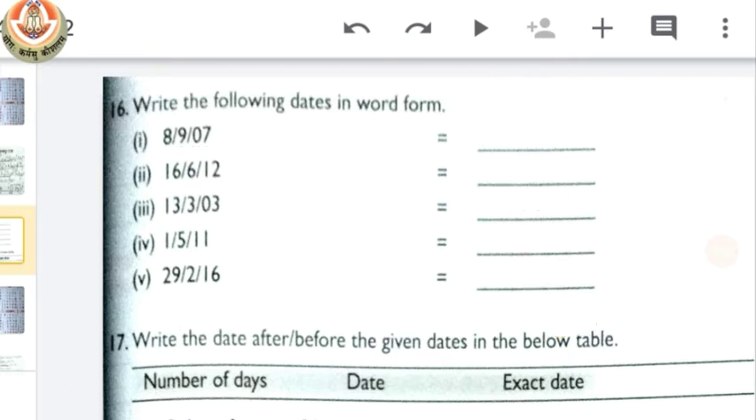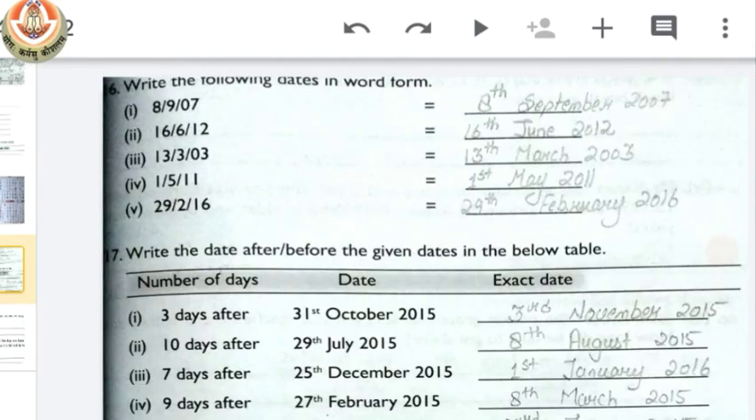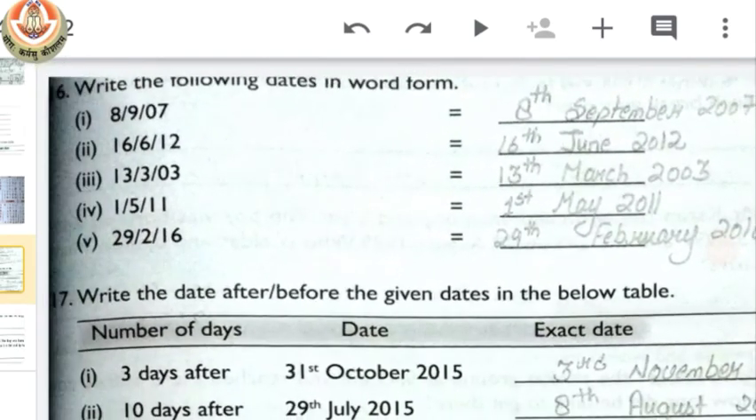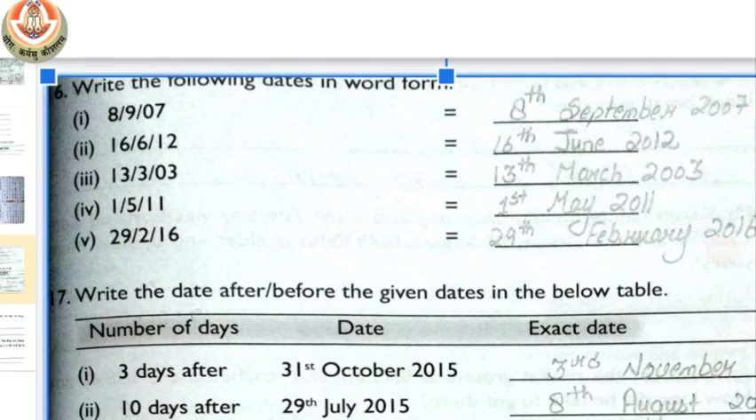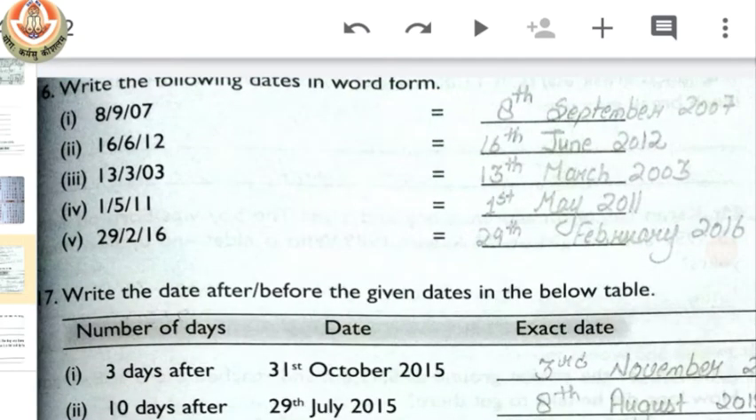So let's see how we have to write. So you can see here, for next, which is 16/6/2012. Okay, for 16 we will write 16th. Okay, th, as we have to write in word. Then we all know that June is the 6th month of the year, and then 2012 for 12, which is year 2012.